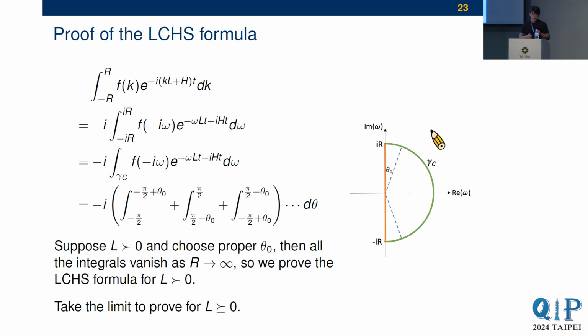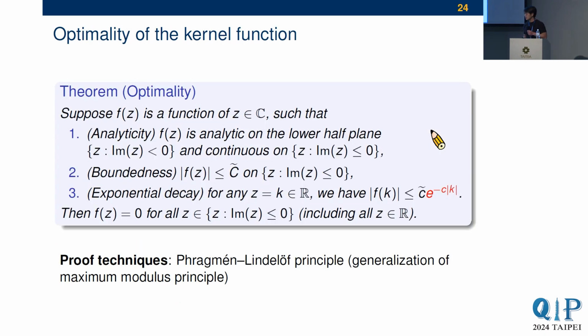So there's this type of contour, and you prove something is converging to 0. What about optimality? What we proved is the following theorem. If f is the function I described before, it's bounded, and it satisfies exponential decay along the real axis, then you prove this is 0.